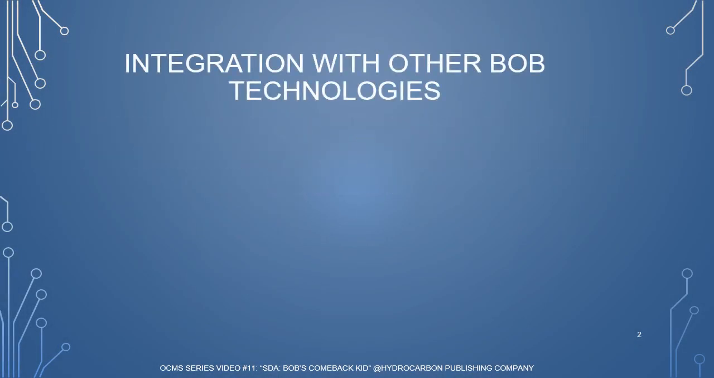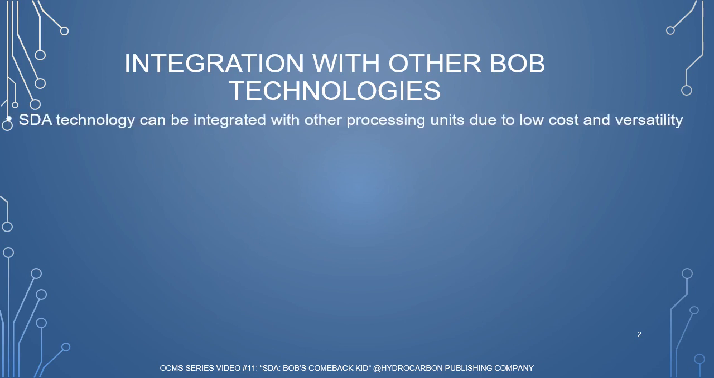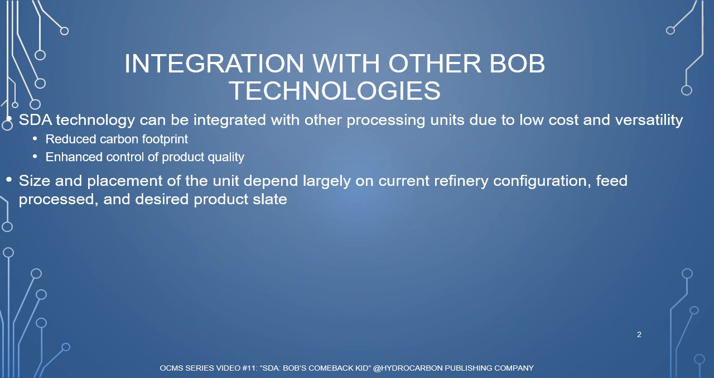With the low cost and versatility of SDA units, they can easily be integrated with other processing units. Benefits of integrating SDA units with other processing units may include reduced carbon footprint and enhanced control over product quality. The size and placement of the SDA unit depend largely on current refinery configuration, feed processed, and desired product slate.